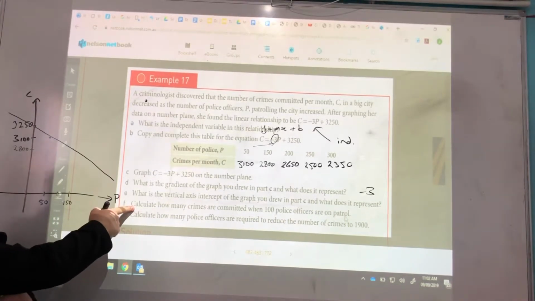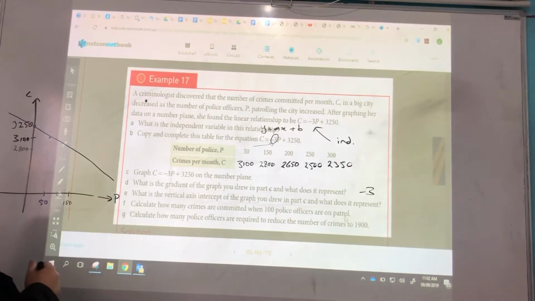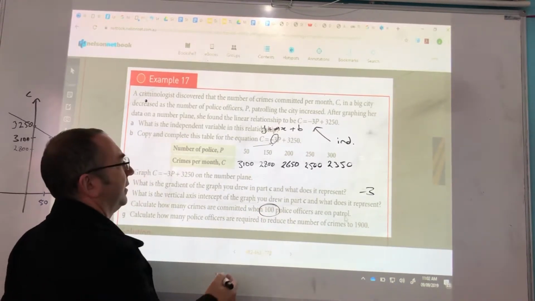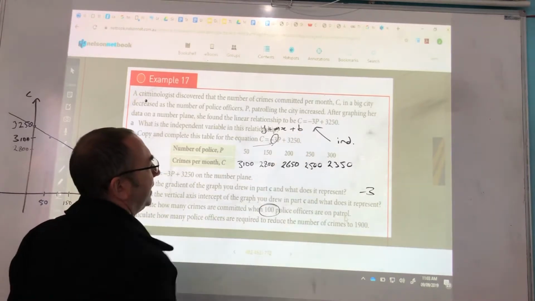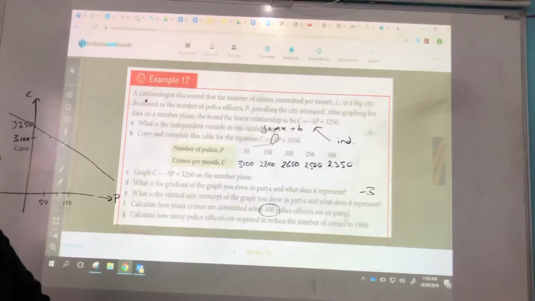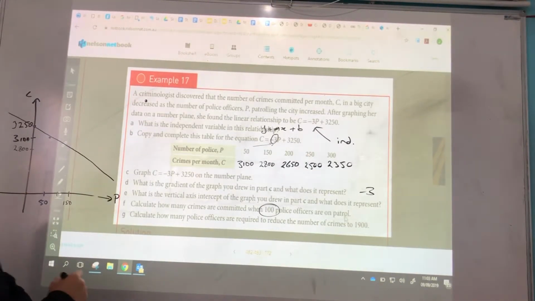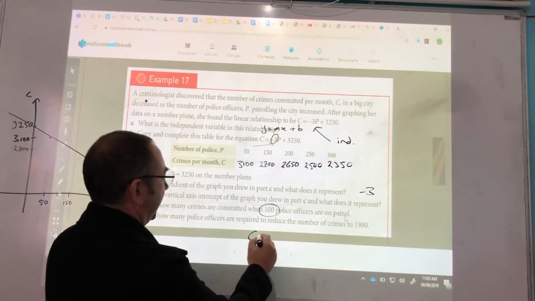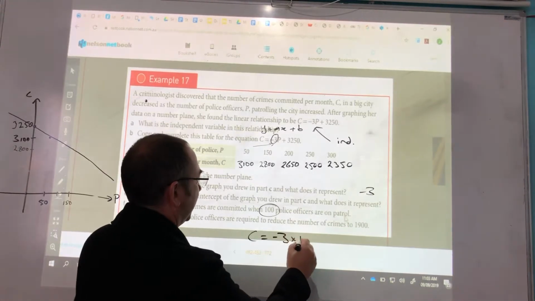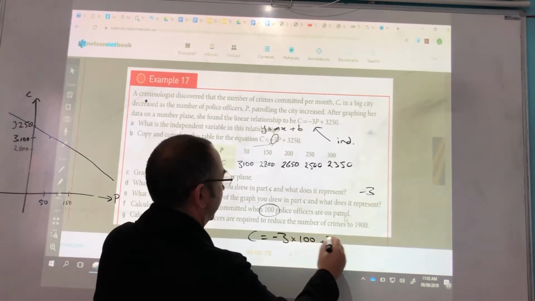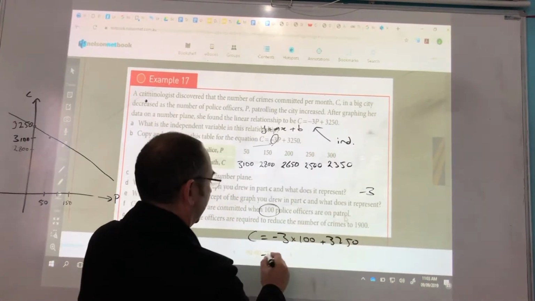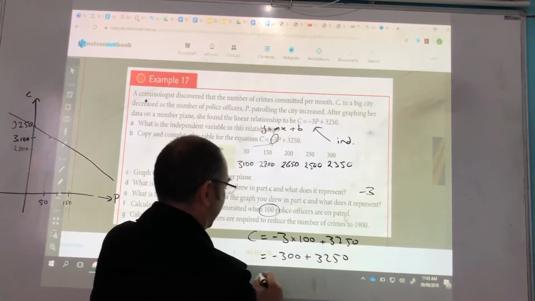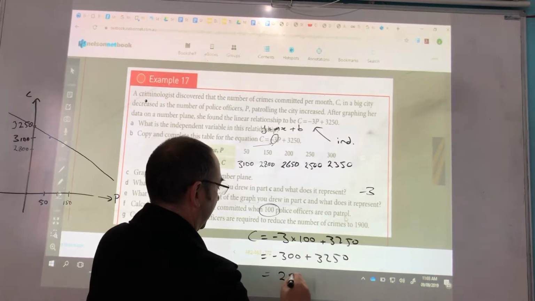How many crimes are committed when 100 police officers are on patrol? So we take the value 100, we put it into the equation, and it would come out as 2,950. So I'll just write it out in full. C equals minus 3 times 100 plus 3,250, which is minus 300 plus 3,250, which is 2,950.